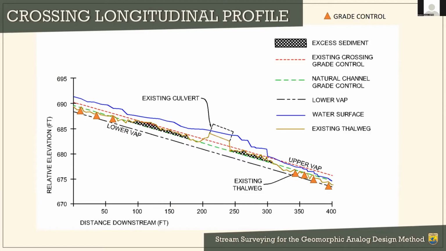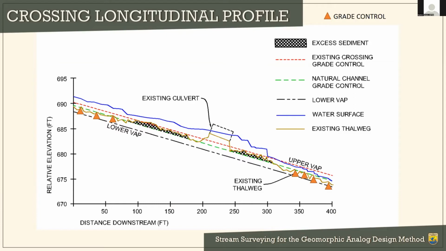We recommend a minimum of 4 stable grade controls for uniform profile, 2 upstream, 2 downstream. If there's a slope break, then capture 6 grade controls minimum, 3 upstream and 3 downstream. It's okay to use the tailwater crest as one of those grade controls unless you suspect that there is excess sediment downstream from a previous road failure, as is the case here.